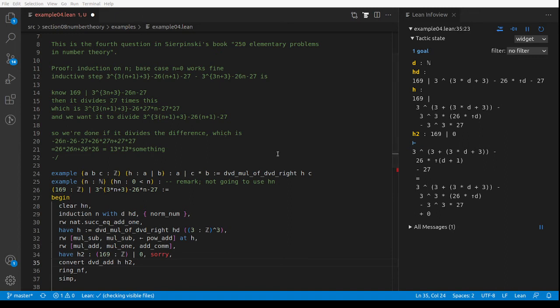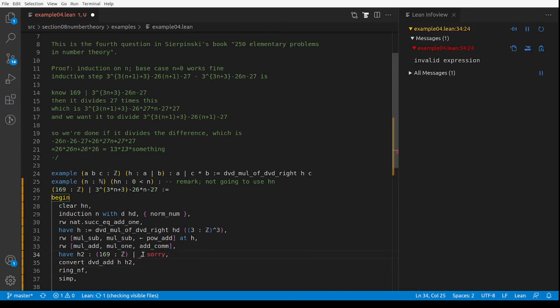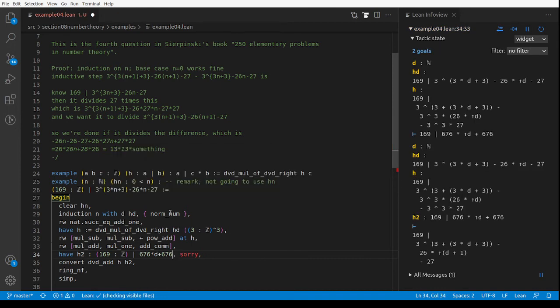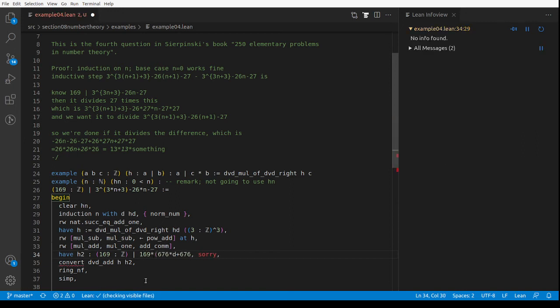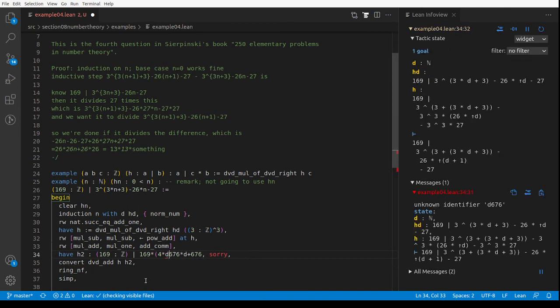And the idea is, I'm going to put everything on the left hand side, so those will cancel. So it's 3 cubed times 26 times d, add 3 cubed times 27, and then I want to minus 26 times d plus 1, and I want to minus 27. So it's 676d plus 676, so 676 times d plus 676. And that doesn't look too difficult to prove, right? Because 676 will be 4 times 169. So I could put 169 times 4 times d plus 1. No. Yeah, 4 times d plus 4.